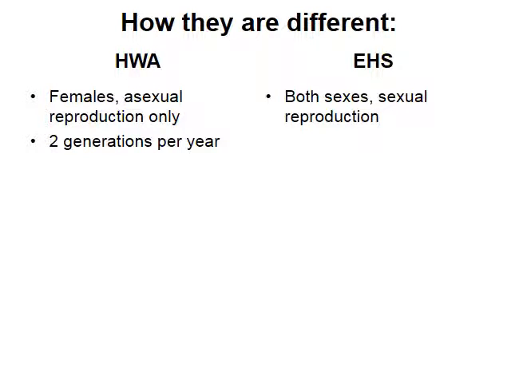The adelgid has 2 generations per year, every year. The scale has 1 generation per year. Sometimes it tries to sneak in a second generation, but generally does not complete a second generation. They usually die off over the winter in the Northeast.